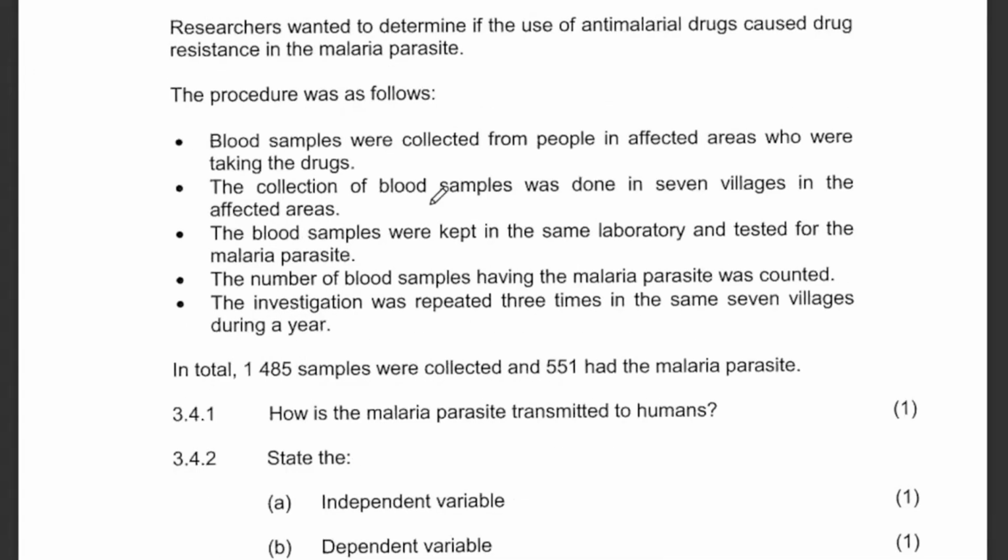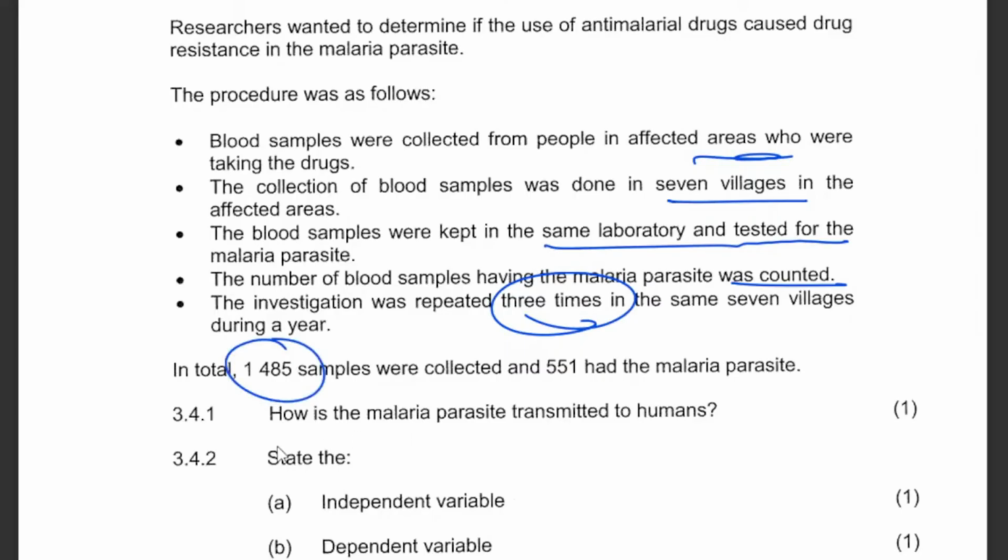Okay, they gave you that a blood sample was collected from people of this affected area. The collection of blood samples was done in several villages. The same blood was kept in the laboratory and tested. Then the number of samples having the malaria parasite was counted. They're saying the investigation was repeated 3 times. That is good. They're saying in total, okay, that was collected.